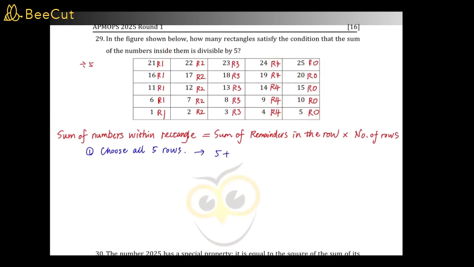Then if you choose 2 numbers, so it can be R1, R2, R2, R3, R3, R4, or R4, R0. That's 4 ways. If you choose 3 numbers, that's 1, 2, 3. Choose 4 numbers is 2 ways. If you choose all 5 numbers, that's 1 way. So when we select all 5 rows, there are 15 ways.